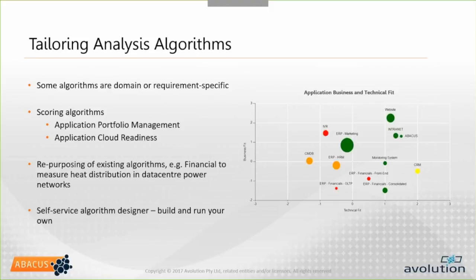Now, we're continually amazed by what our customers are doing in this space. So we've seen customers repurpose these existing algorithms for entirely different uses. So, for example, we've had customers who've used our financial algorithms to actually measure heat distribution in data center power networks. And really, it reinforces the point that, when you have a very generic structure like a graph, and you have very generic algorithms, they're hugely flexible and hugely extensible. So it's something that we're actively putting a lot of effort into. We have a beta version at the moment of the ability to self-serve, to design your own algorithms without the need for coding, which you can then run across your data set.